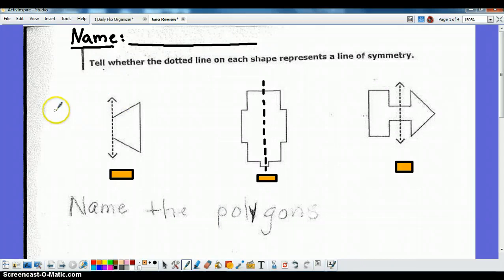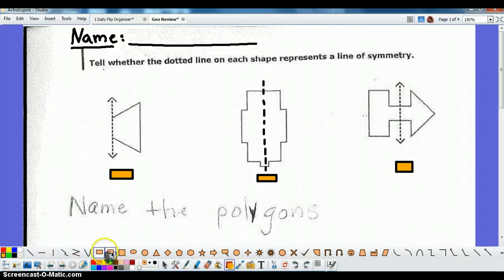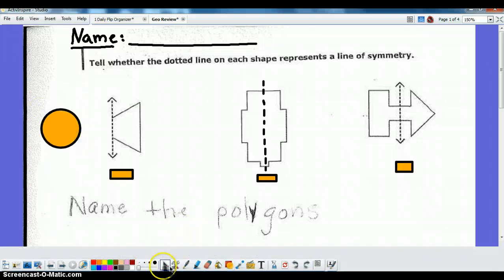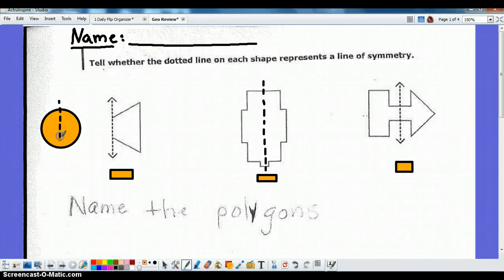So for example, if I had a circle, let me just grab a circle here for you. Not the best drawer, so actually using my tools here will help. If I had a circle and I draw a line right down the middle, I'm going to have two half circles. This side looks identical, or exactly alike, to this side, which means this circle has at least one line of symmetry. A circle has tons of lines of symmetry, but at the same time, just recognize that as long as it looks exactly the same, you have symmetry.